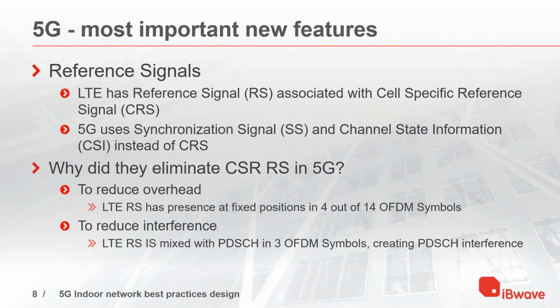Then one of the new features is reference signals. They are different in 5G. In LTE, we had a reference signal associated with cell-specific reference signal, or CRS. But 5G uses synchronization signal, SS, and channel state information, CSI, instead of CRS. So the question was, why did they have to eliminate CRS in 5G?